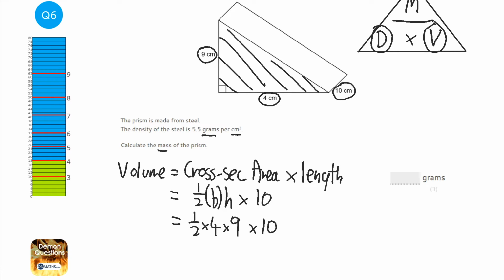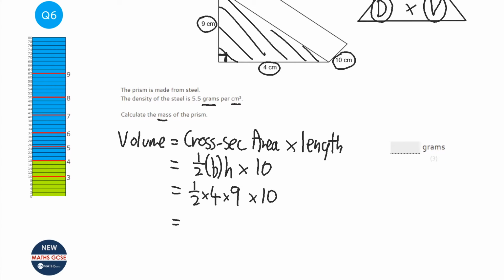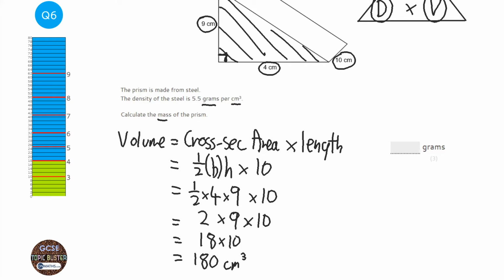The reason I know the height is 9 is that it hits the base at right angles, and that's really important. The base and the height must be at right angles. And don't forget to halve it. What I can do here is something quite sneaky: half times the 4 to get 2, and that saves me timesing some big numbers together just to halve it. So 2 times 9 is 18, times 10 is 180, or you can just type it into the calculator if it's the calculator paper. That is in centimeters cubed, because every unit is in centimeters, and make sure you check that.